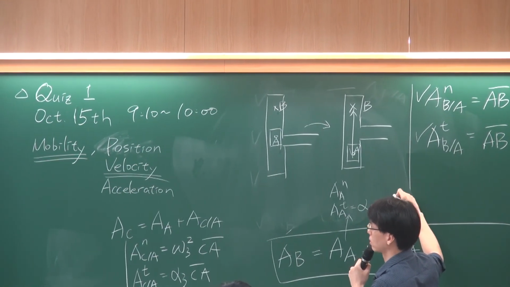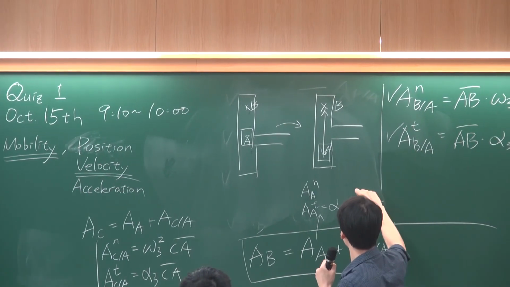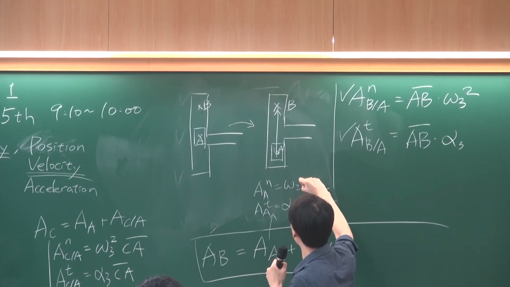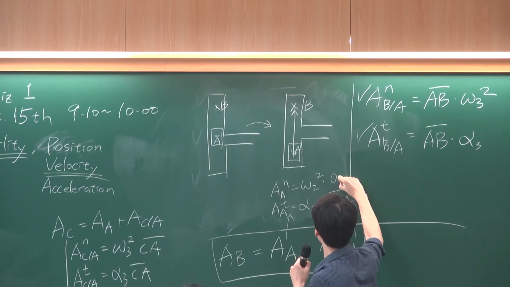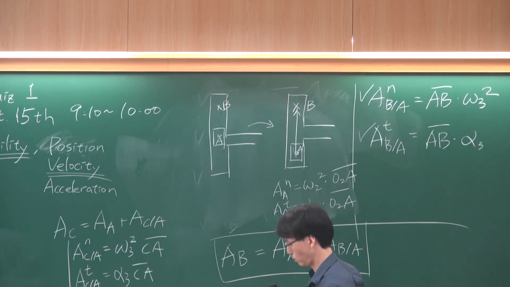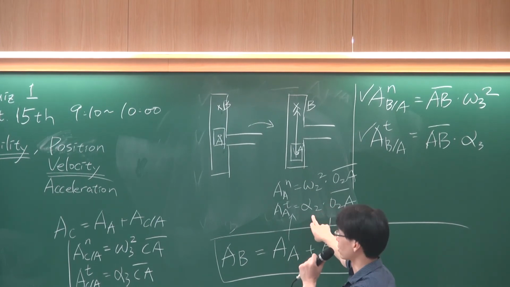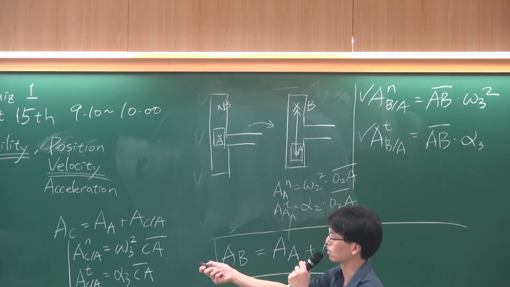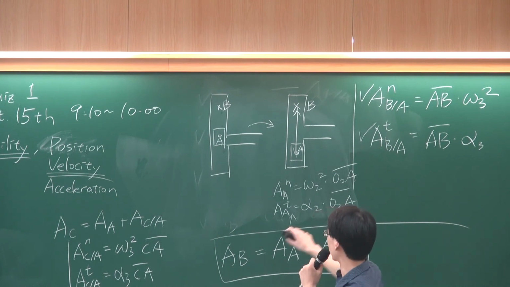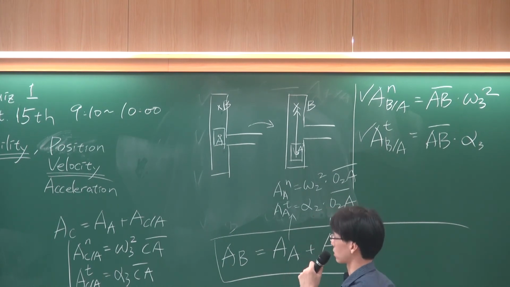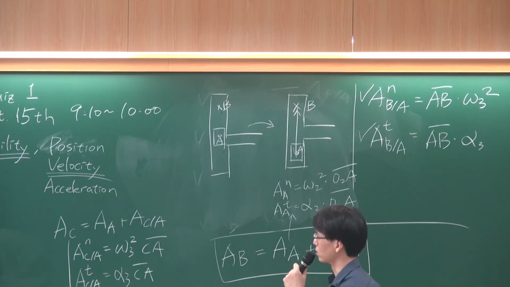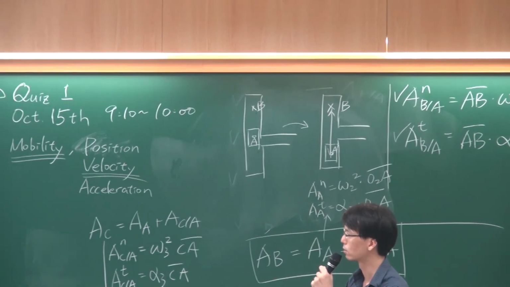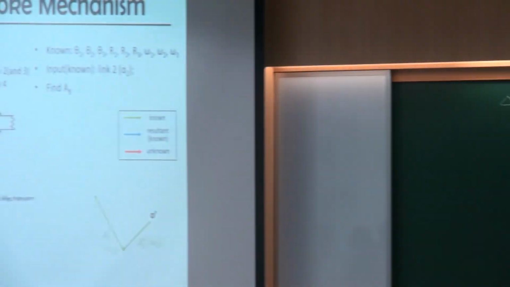The tangent component is alpha times the length of the bar. This one is given, the input is known, so you can just substitute the value inside to get the magnitude. Also, the normal component is known. It's omega 2 squared times the length of the bar. So these two are known.